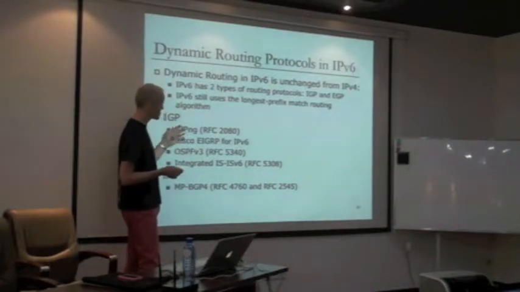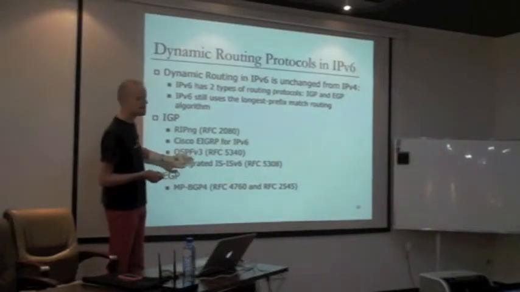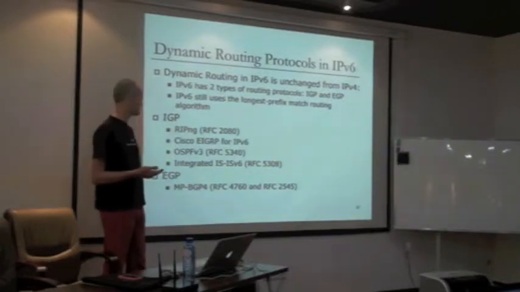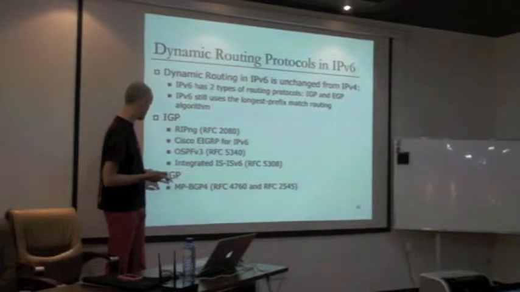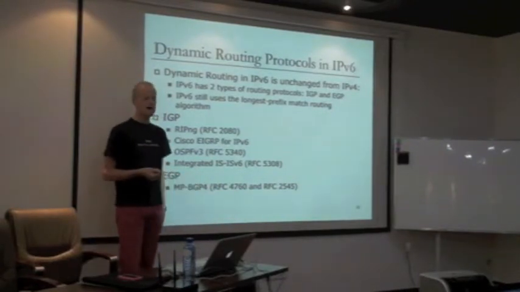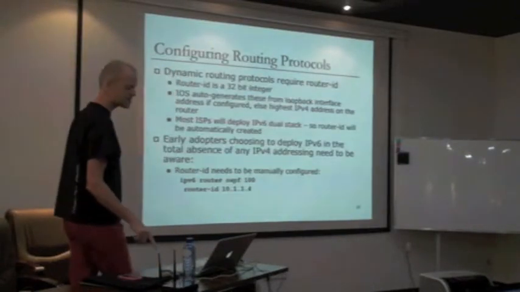Right, so those are the 4 protocols. Nobody uses RIP. RIP's useless. So the choice really is OSPFv3 or ISIS. ISIS for v6 is very, very easy, as you'll see when we do the lab. As for BGP, well, BGP has been extended to carry IPv6. So that's very simple.